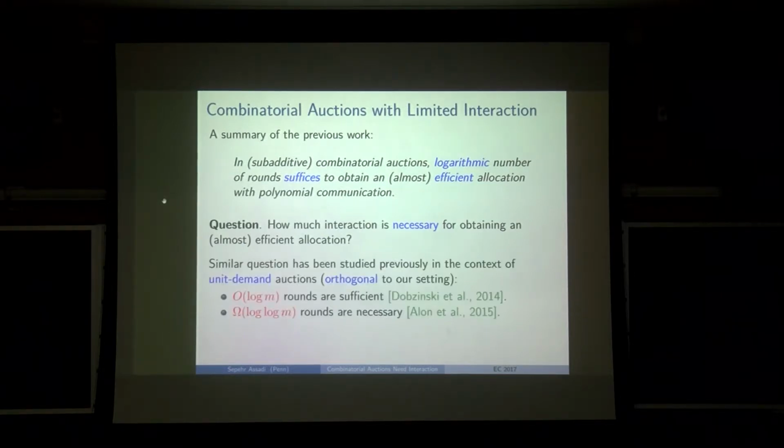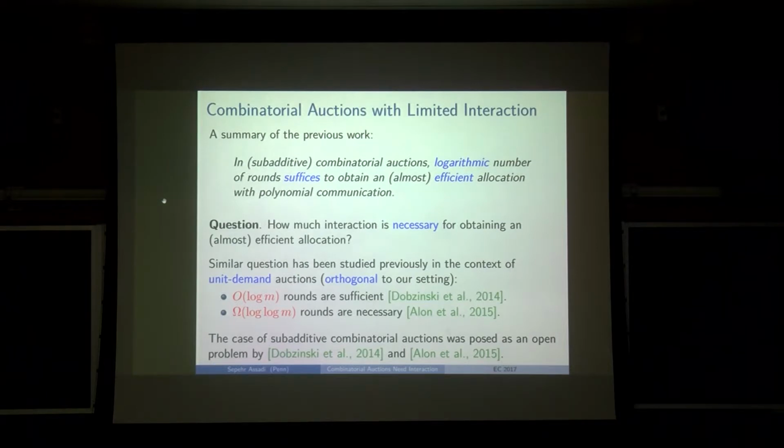And in fact, a conceptually similar question has also been asked for unit demand auctions, and there are these results there that we know you need something like log m rounds of interaction, and also log m rounds are sufficient. But these results do not carry over between the two settings. The two settings are conceptually similar, but technically you need different types of ideas. And just to point out, this problem, in fact, was cast as an open problem both by Dobzinski et al. and later by Alon et al., who studied the case for unit demand auctions.